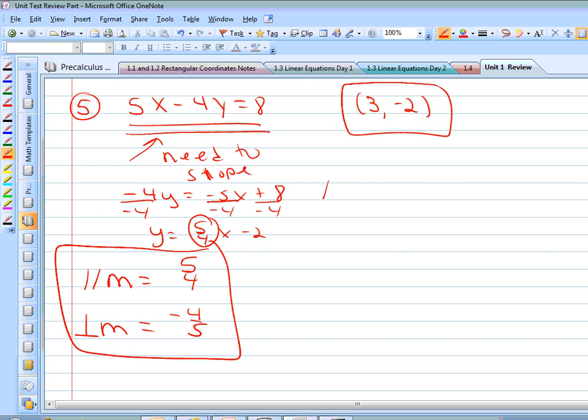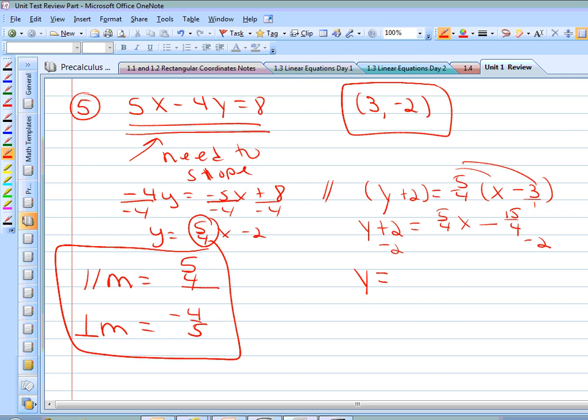So for our parallel line, I'm just going to use a little symbol for parallel, we would have y minus a -2, so plus 2, equals our slope of 5/4 times x minus 3. Going to slope-intercept form, we're going to distribute. And we would have y plus 2 equals 5/4x minus, put that 3/1, 3 times 5 would be 15, 1 times 4 would be 4. And then we need to subtract 2.